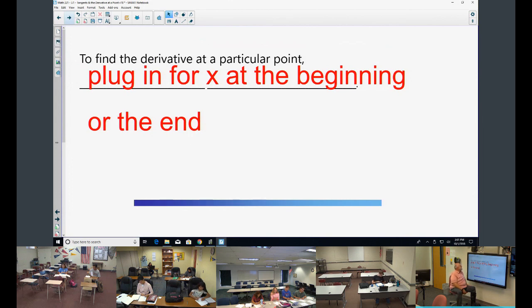All right. So next it says to find the derivative at a particular point, you plug in for x at the beginning or the end. So when you're doing the f of x plus h minus the f of x over h, you can plug in then, or you can wait and do the derivative in terms of x and then plug in at the end. What I would recommend is if you just need to find the slope at the point and you don't need to find it in general, then plug it in at the beginning. It makes the calculations a little easier.